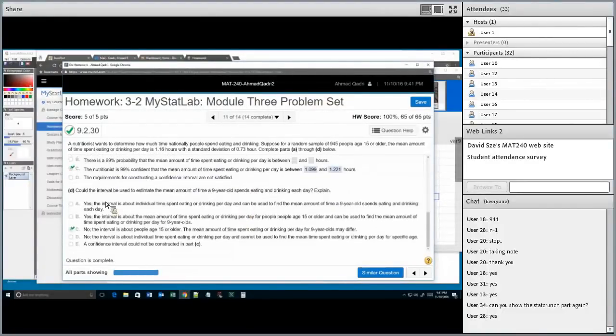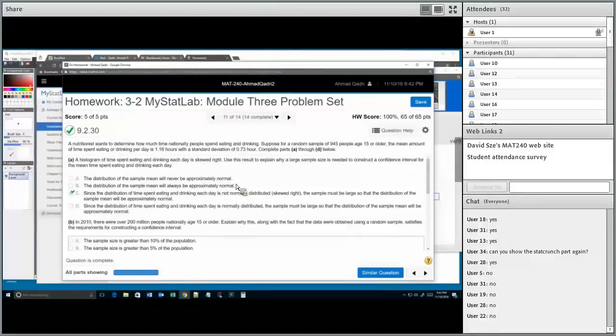Now here's a problem. Could this interval be used to estimate mean amount of time 9-year-olds spend eating and drinking? What do you think? This was for people age 15 or older. So could we use this to estimate mean amount for 9-year-olds? No, can't do that, because the interval is about people aged 15 or older. Mean amount of time spent eating or drinking per day for 9-year-olds may be different, right? So it might be different, so we cannot use this interval for 9-year-olds. So this is it.